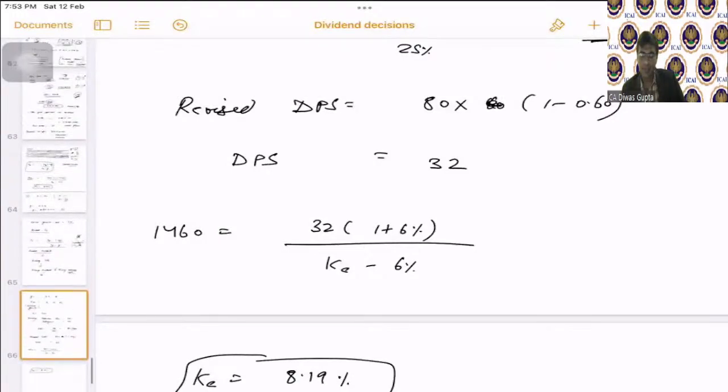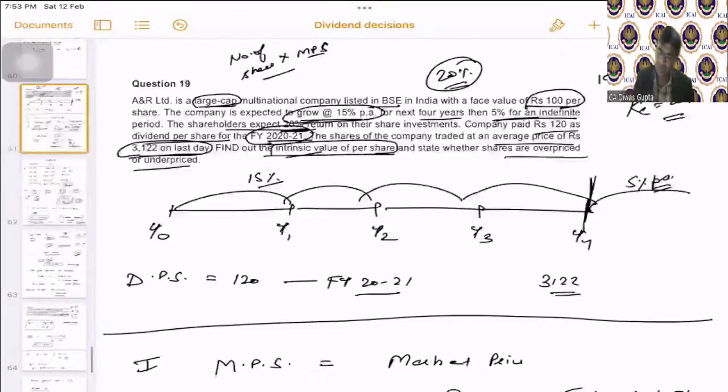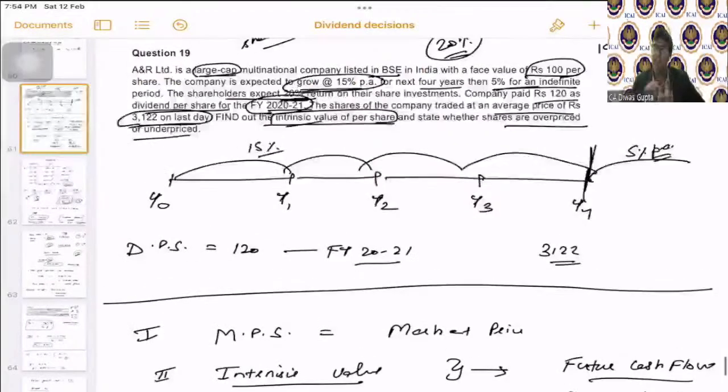Let me go to the previous question because there is a query from Brinda to repeat that question. Okay. Now I am at question number 19. So I'm just repeating this question. Now this question is properly framed in such a manner that it is asking you to calculate just the intrinsic value. Okay. And now what is that intrinsic value based upon?